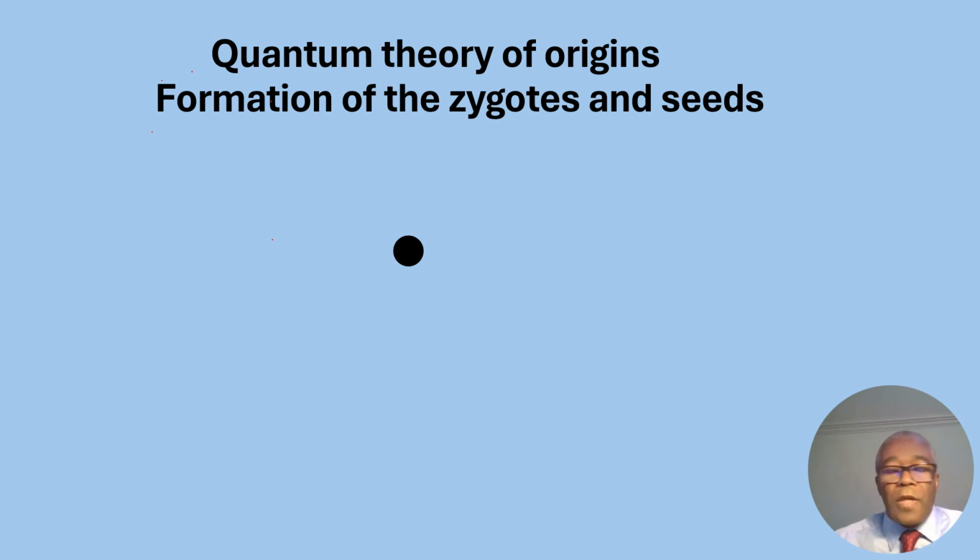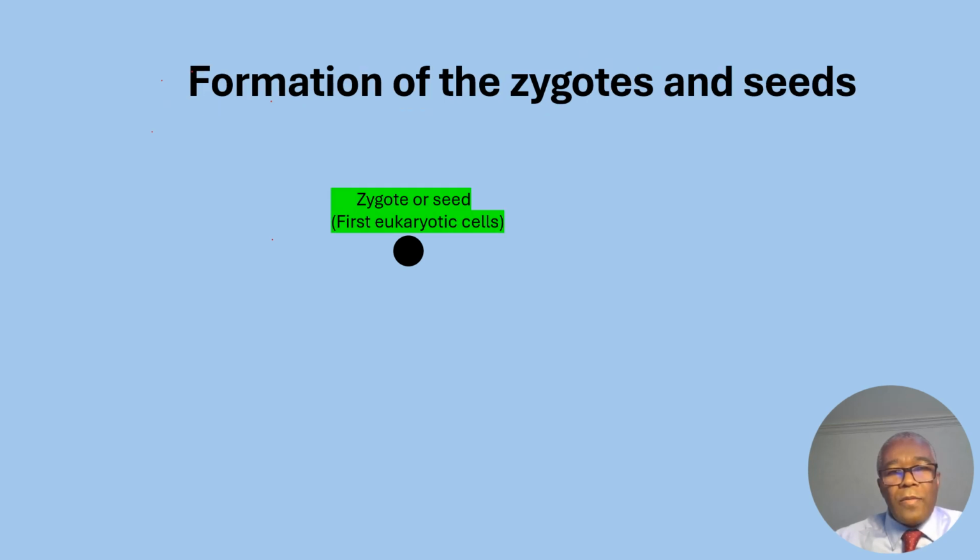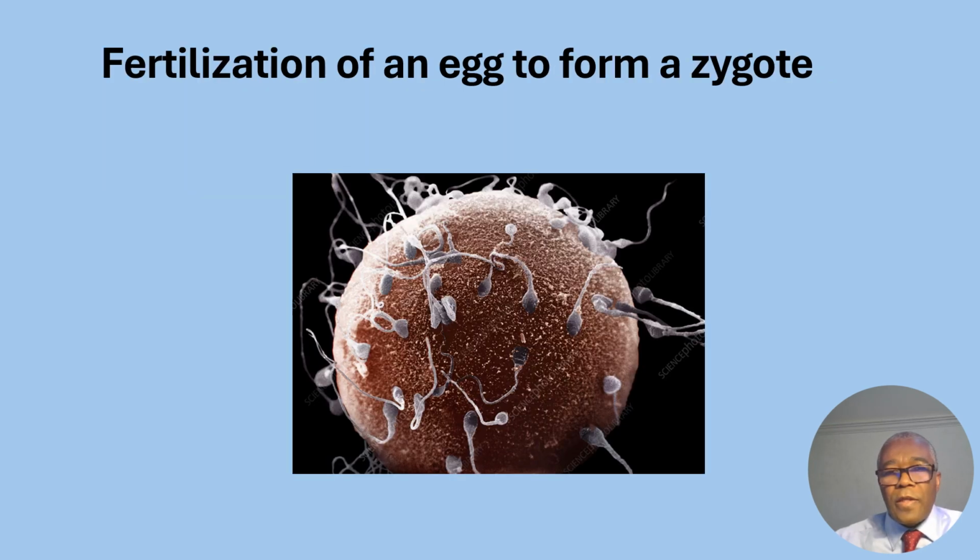And this is our most simple expression. And how was that zygote formed? The zygote or seed, the first eukaryotic cell, if we take the case of a human, was formed by a sperm meeting and fusing with an egg, and from that encounter, the fertilization of the egg, we get a zygote, which is the first phenotypical expression of a human being. Or if you take a mouse, a polar bear, a lion, it's the same process.